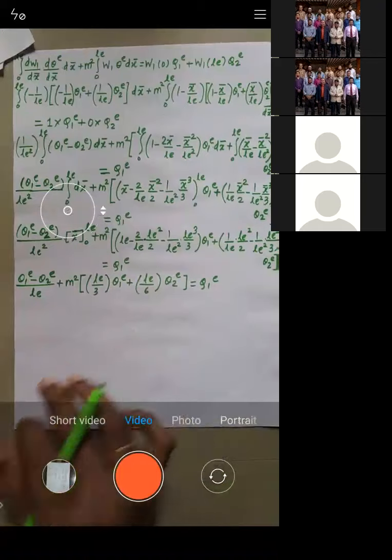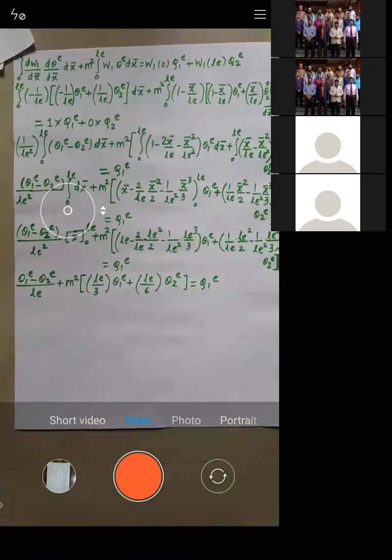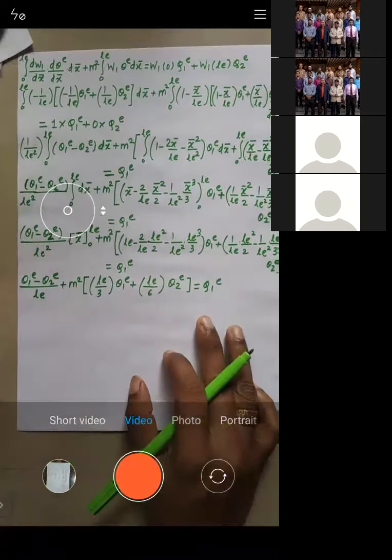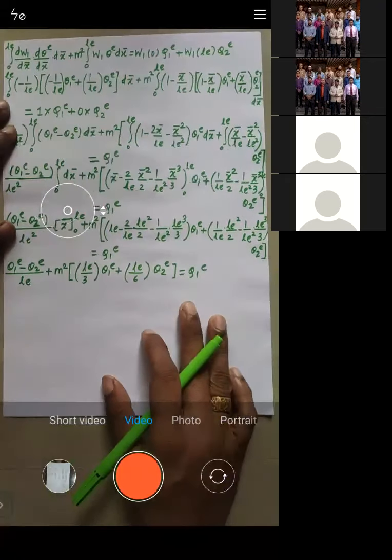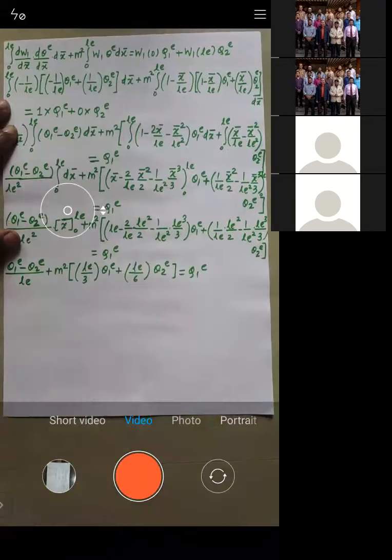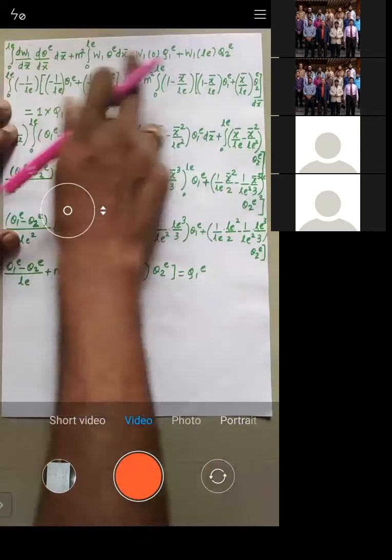Right? So this is taking the first weight function. Now we need to solve it by taking one more weight function, the second weight function. So let's do that. I'll just replace W1 by W2, right?